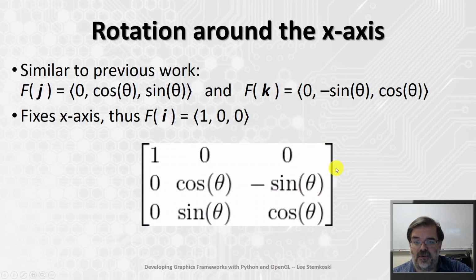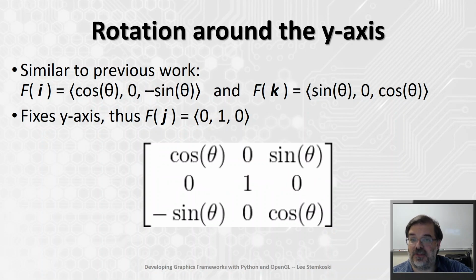And once again, notice that here in the lower 2 by 2 submatrix, it looks like our two-dimensional rotation again, which it kind of is. All right, so that's rotation around the x-axis. Rotation around the y-axis, hopefully it's not a surprise, is going to be very similar.